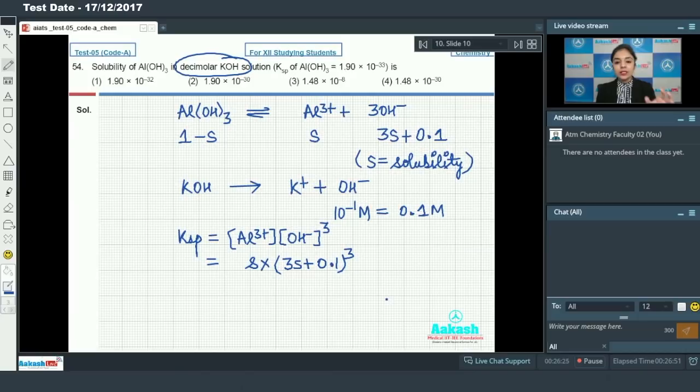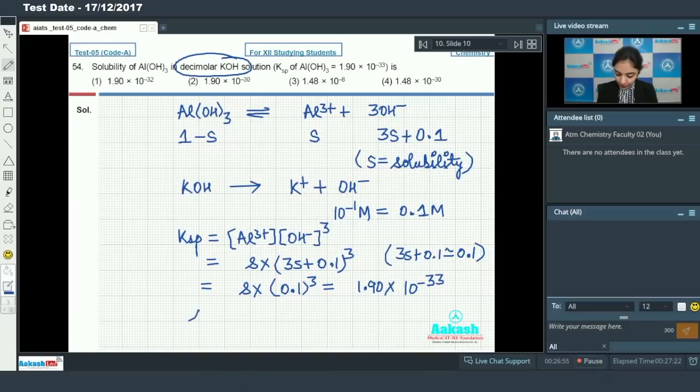cubed. Now since the solubility product of aluminium hydroxide is very low, the value of solubility will be very low. So 3S + 0.1 is nearly equal to 0.1. We can say that. So Ksp will be equal to S into 0.1 cubed. And the value of Ksp is 1.90 × 10⁻³³. So if we calculate the solubility, it will be equal to 1.90 × 10⁻³⁰. So option number 2 will be our correct answer.